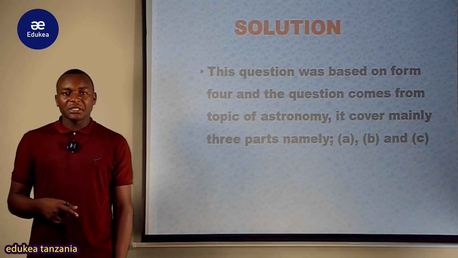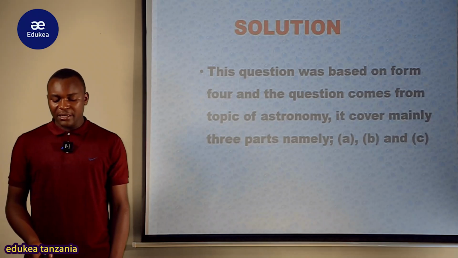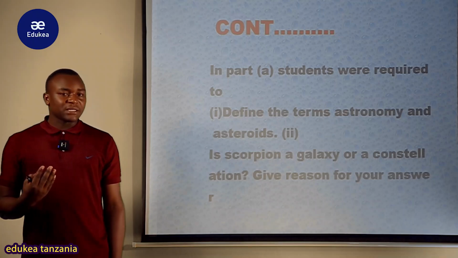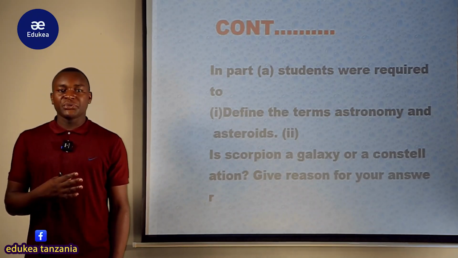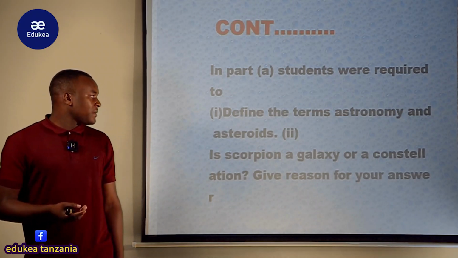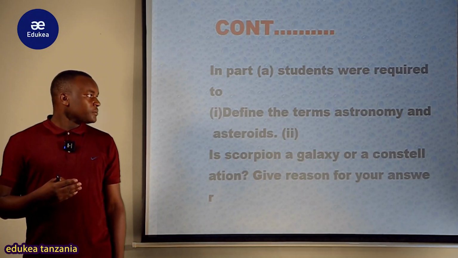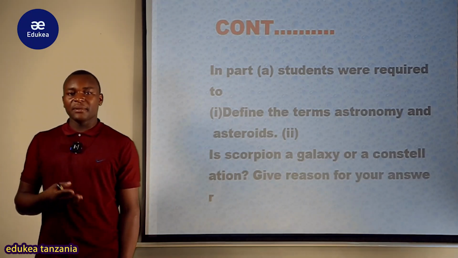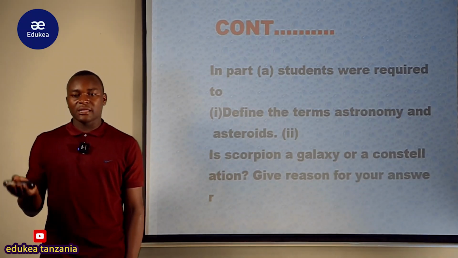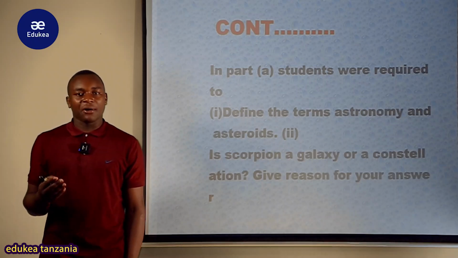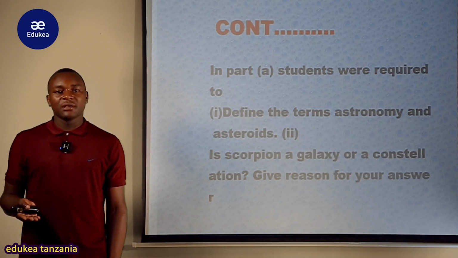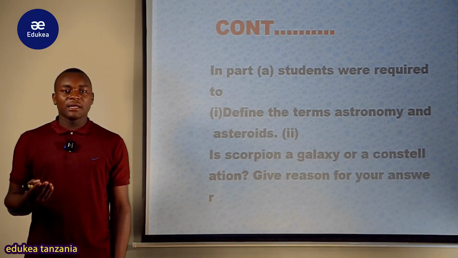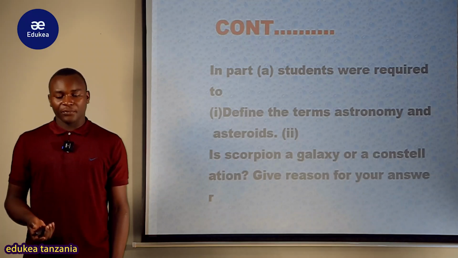After that, a little bit of introduction. Let's see part A, the solution, based on part A. In part A, students were required, in number 1, to define the meaning of astronomy and asteroids. And in Roman number 2, the students were asked: is Scorpion a galaxy or a constellation? And you have to give a reason. So firstly, let's define astronomy and asteroid.